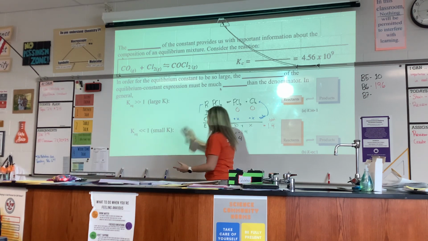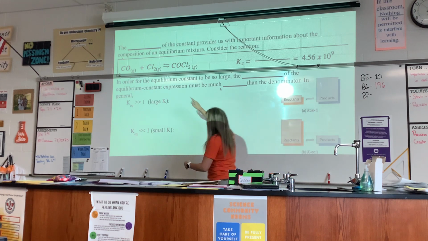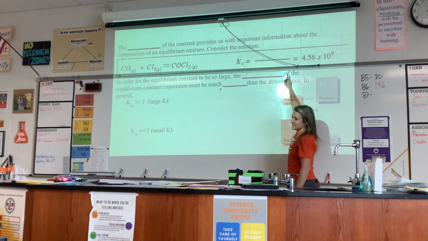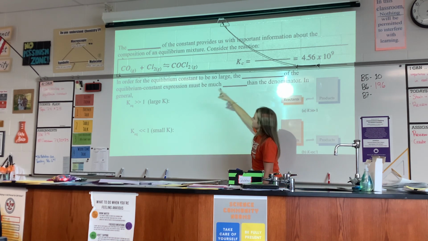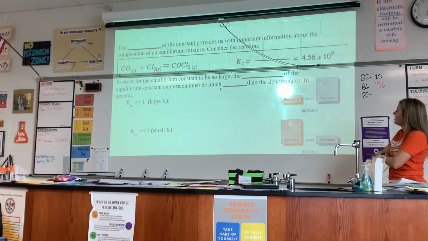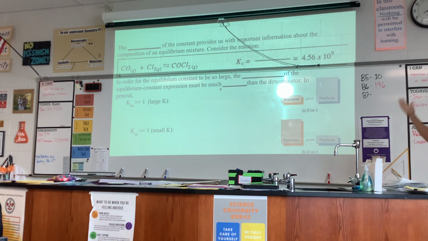The first one is that the value of the constant provides us with important information about the composition of the mixture. So if we're looking at this reaction here, you can fill this blank in. What would be the Kc expression? So plug in products over reactants, so put COCl2 on top, CO and Cl on the bottom. Someone did the experiment and they found it has an equilibrium constant of 4.56 times 10 to the 9th, which means moving the decimal over 9 places.